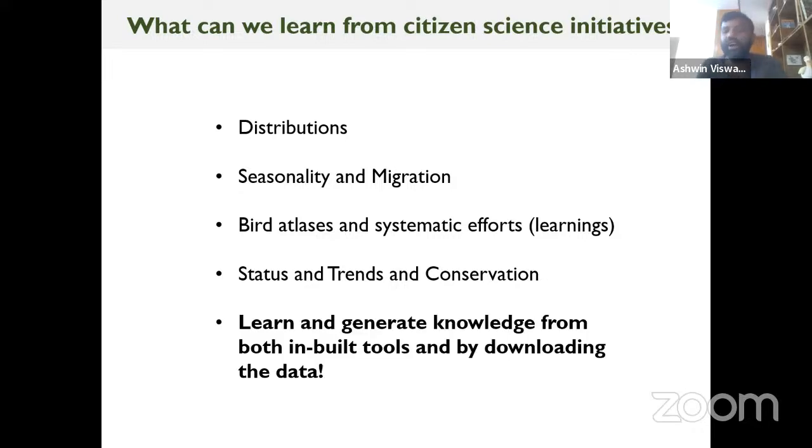And then you can learn a lot from the built-in tools on eBird itself and by downloading the data. Everything that we spoke about, distribution, migration, status and trends, all of this you can learn about by downloading data from eBird and from other public platforms. All of this data is public.